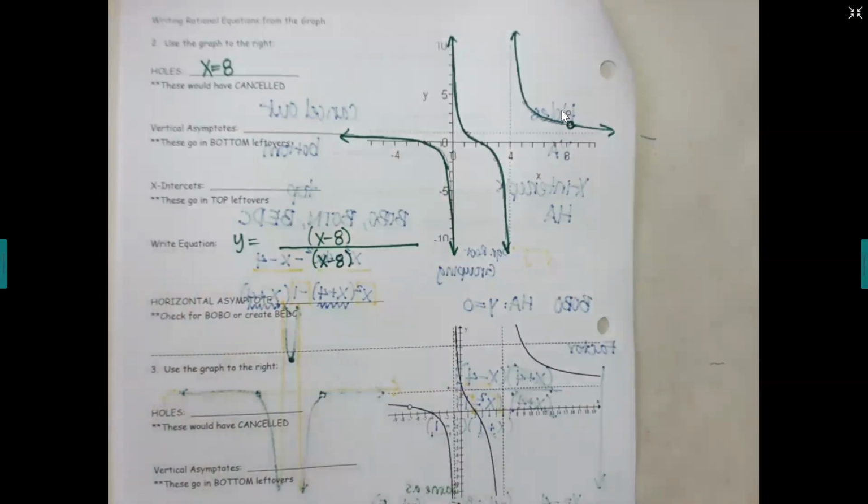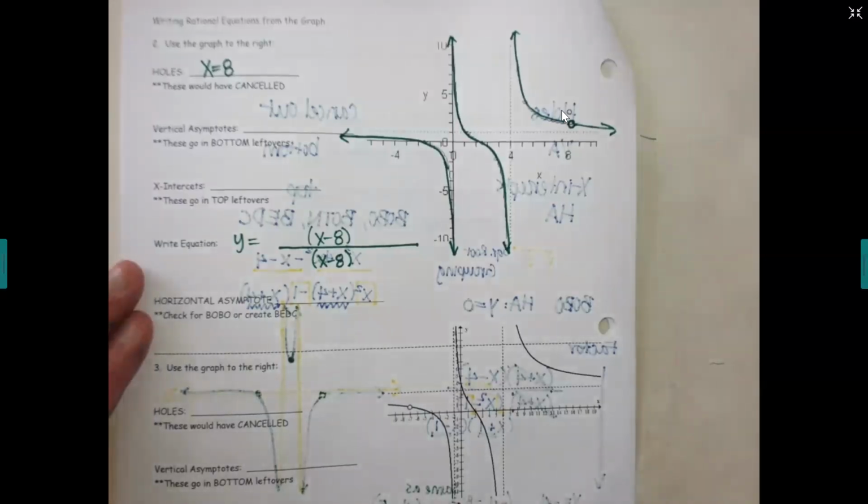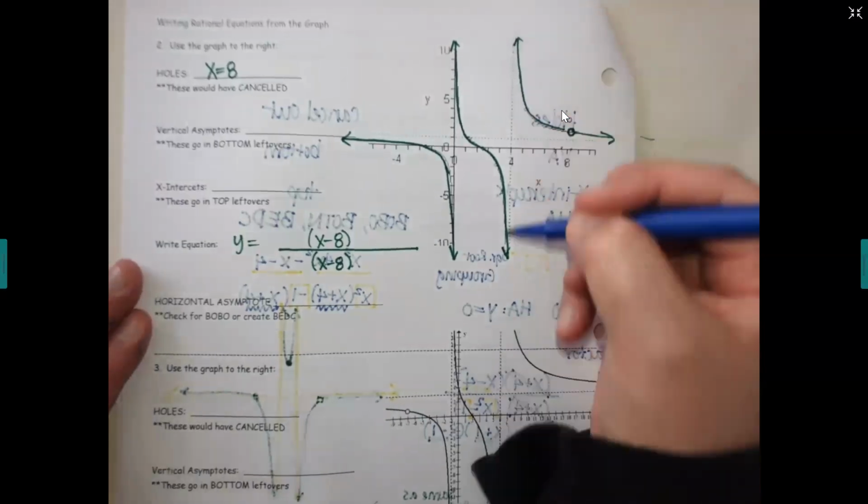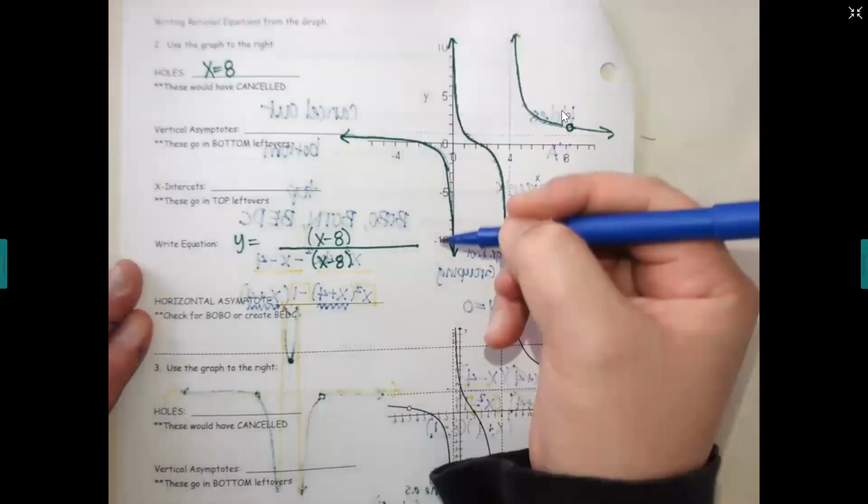Next feature that I'm looking for is a vertical asymptote. In this graph, I have 2. Can you tell me what numbers the vertical asymptotes happen at? 4 is this one, very good, and what would this one be?